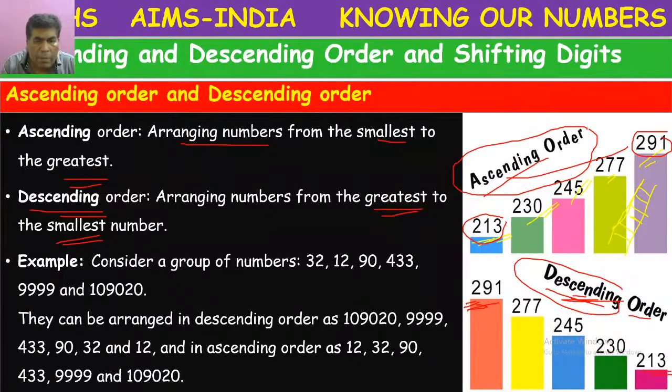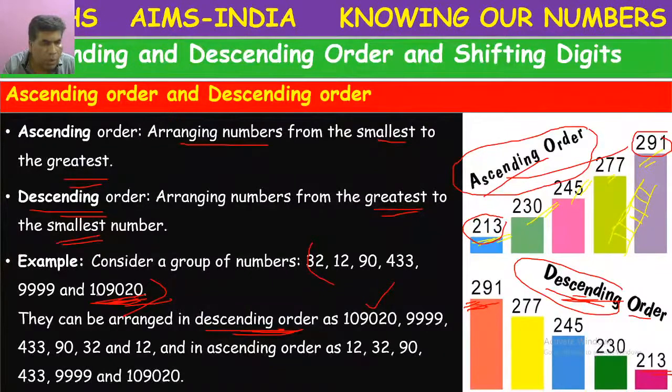Suppose you have numbers like 32, 12, 90, 433, 9999, 109020. How can we arrange them in descending order? Descending order means largest to smallest. Which one is the largest number? This one, because it has the higher number of digits. So this is the largest number.